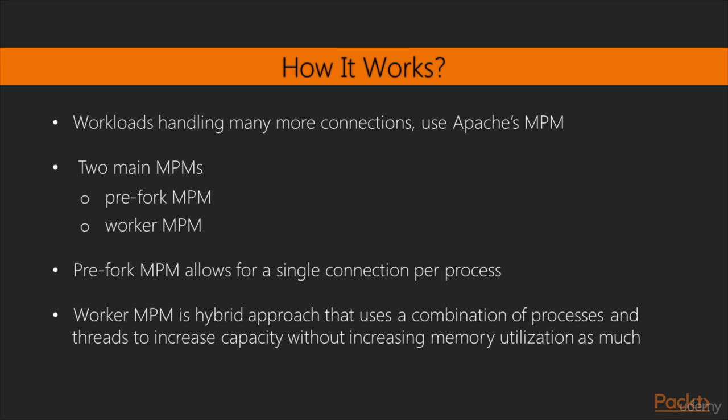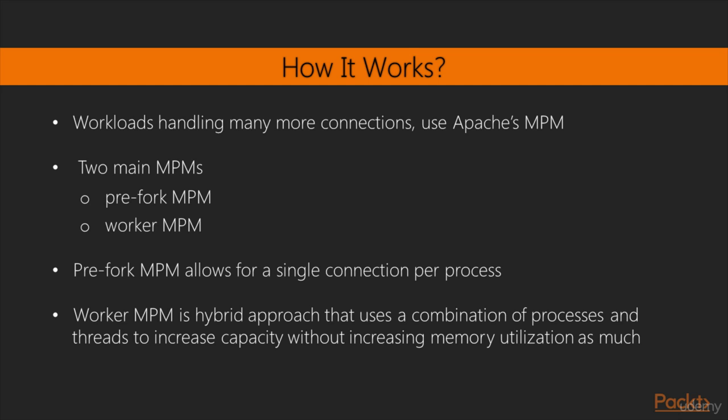For workloads that require the ability to handle many more connections, you need to look into Apache's options for multiprocessing modules, MPM. The two main MPMs you should look at for Unix-like systems are the prefork MPM, which is the default, and the worker MPM. The prefork MPM allows for a single connection per process. So if you want to be able to handle 500 simultaneous connections, then you'll need to start 500 processes, utilizing 500 times the resources of a single process.